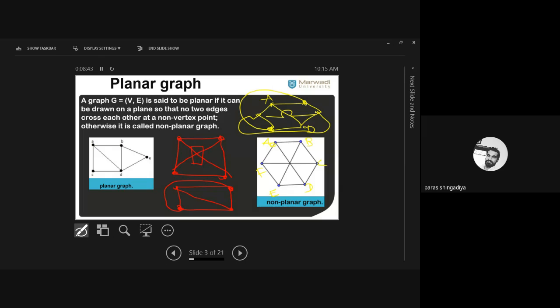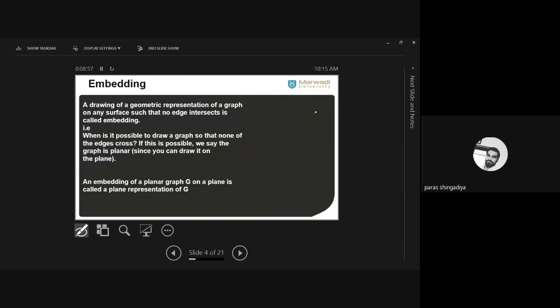You have to remove it, okay? And if it is possible to draw such a graph without crossover, then it will be planar. And if it is not possible in any way, then it will be non-planar. Is the definition clear? Okay, that we already discussed in the last lecture.